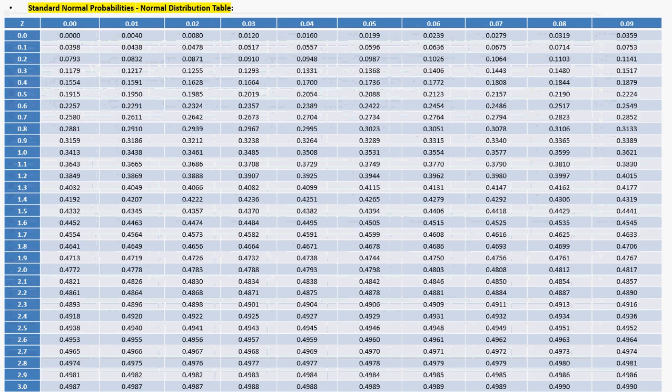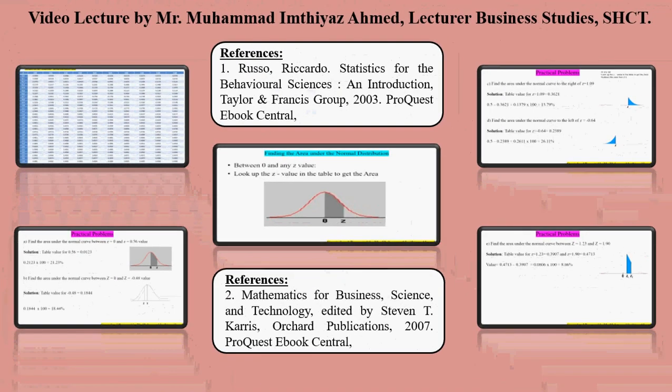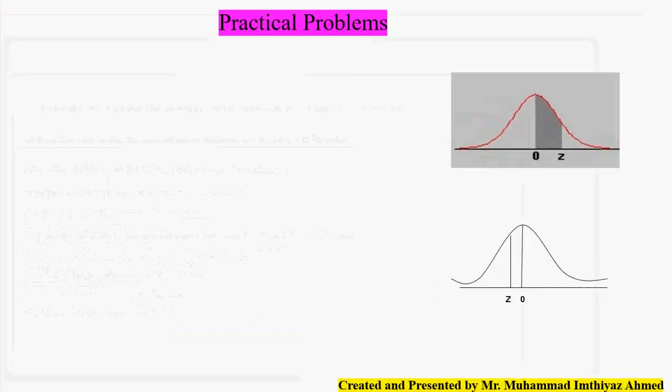Step number 2, in order to solve problems, we will be giving you the normal probability Z distribution table in the exam. Students, no need to worry. You need to calculate the value, then you need to solve the problems. So these are the values. Whatever problem we are giving, you need to take the value and then you need to solve. So let's move on to solve problems.